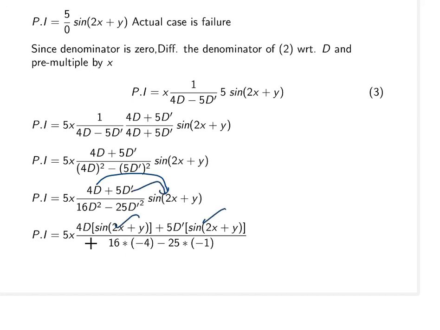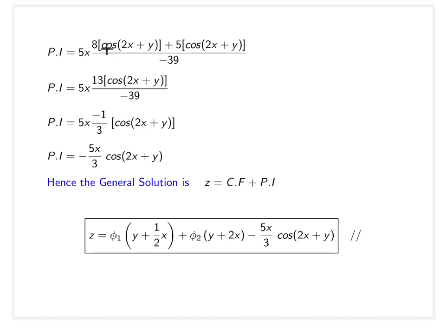We get two terms. So already we discussed D is nothing but del divided by del x. So D dash means del divided by del y. Therefore we differentiate the terms. So with respect to del y and del by del x, we can get 8 times cos of 2x plus y plus 5 times cos of 2x plus y. Therefore just simplifying this, we can get the particular integral as minus 5x by 3 into cos of 2x plus y. Therefore replace our complementary function and particular integral.